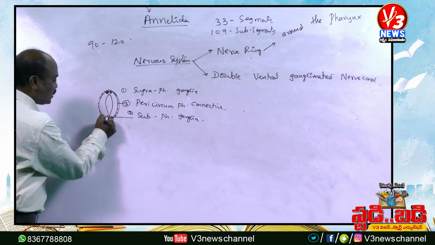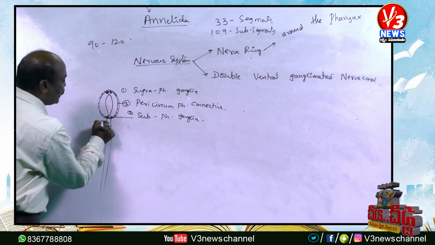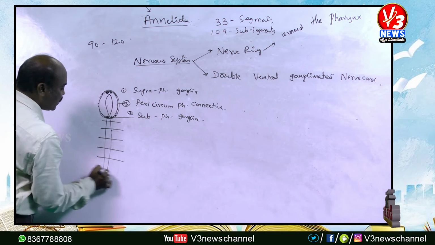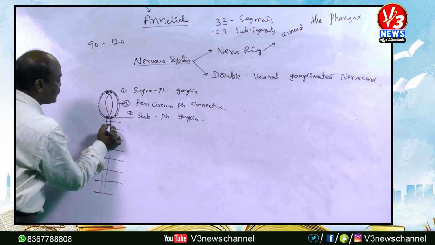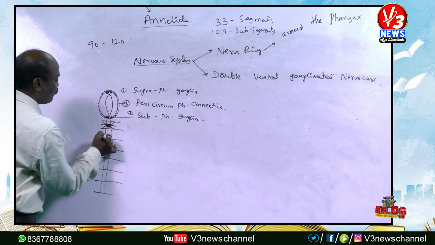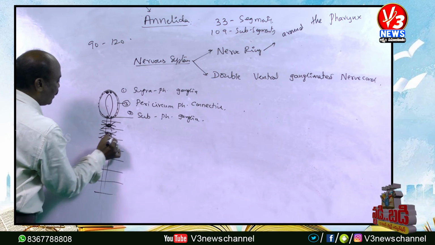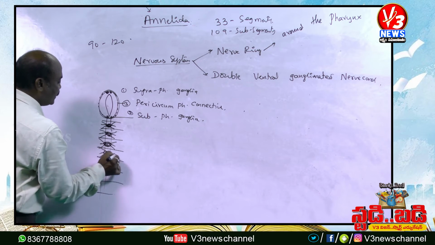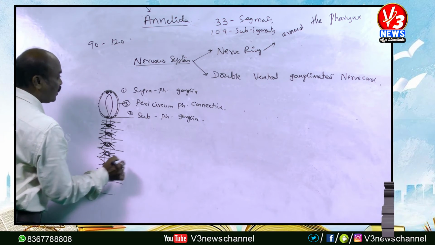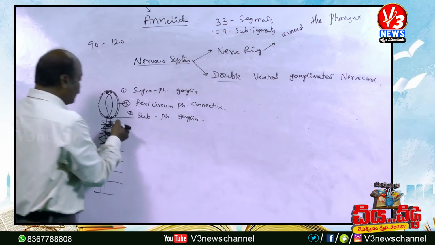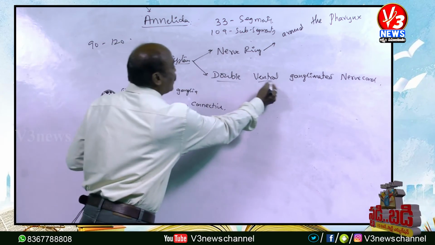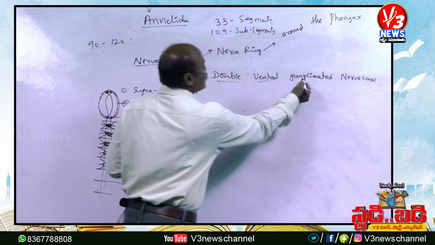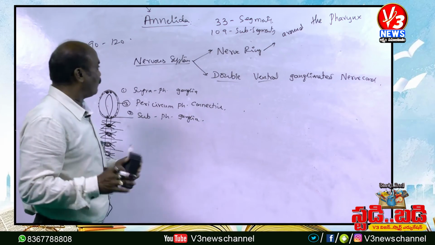See, in each segment, the nerve cord gives ganglia. These are ganglia. In each segment, one ganglion is there. So that's why it is ganglionated, double, the two in number. They are in the ventral position, on the ventral side. They possess ganglia. This is about the nervous system.